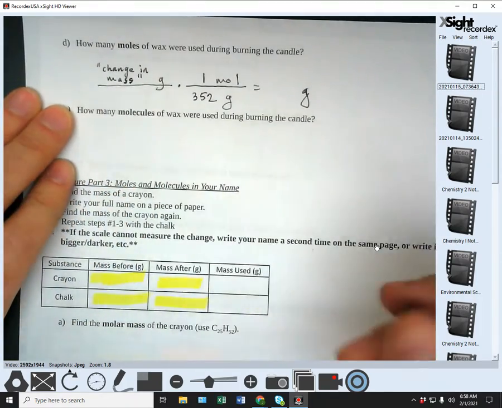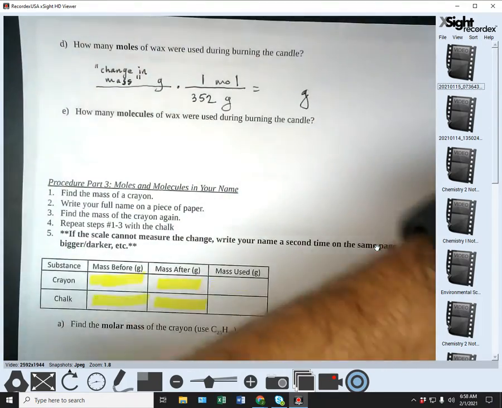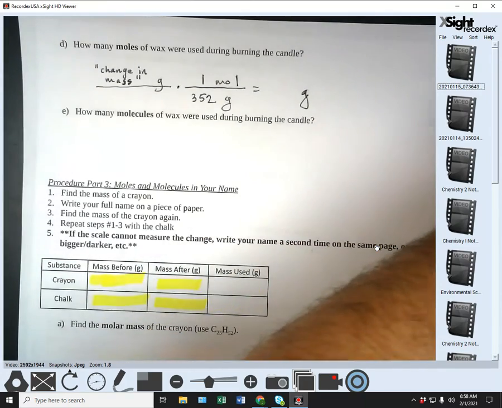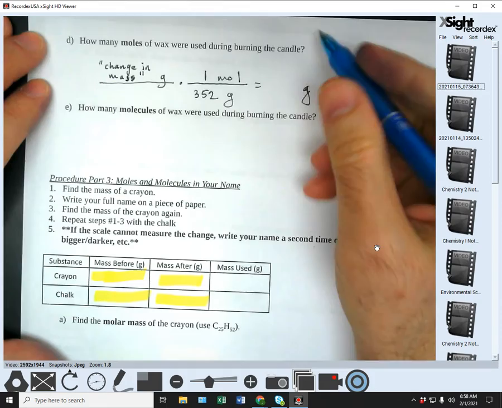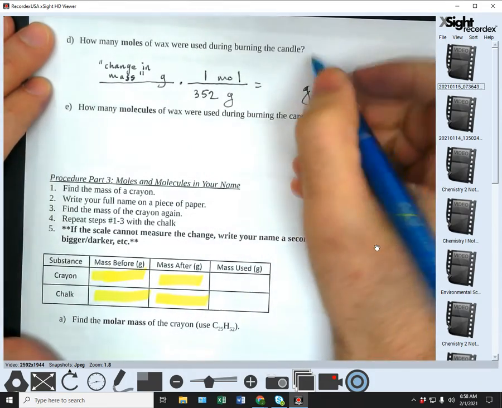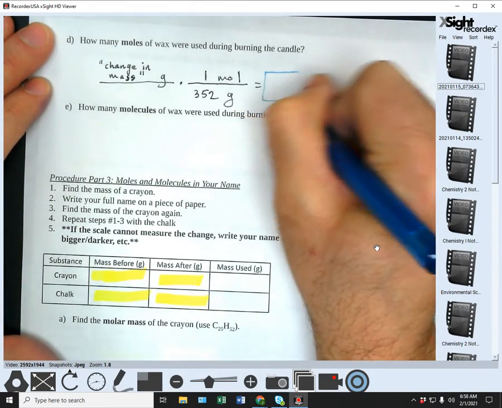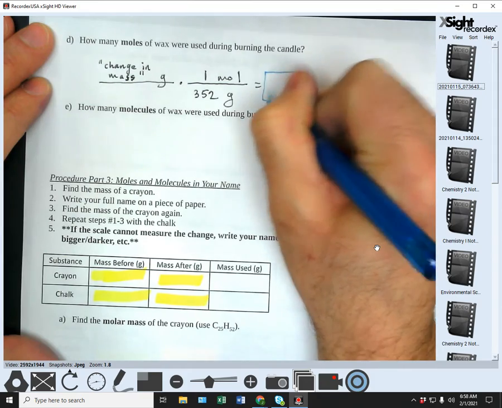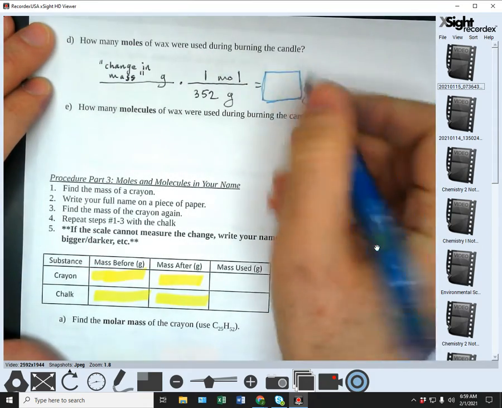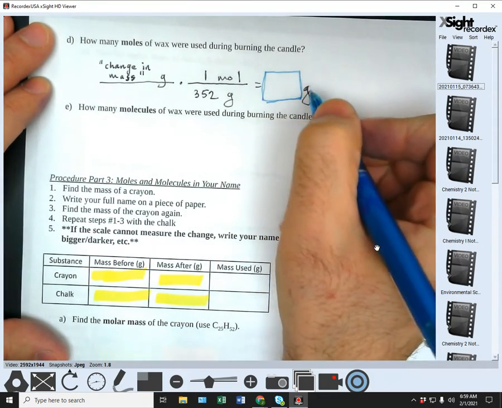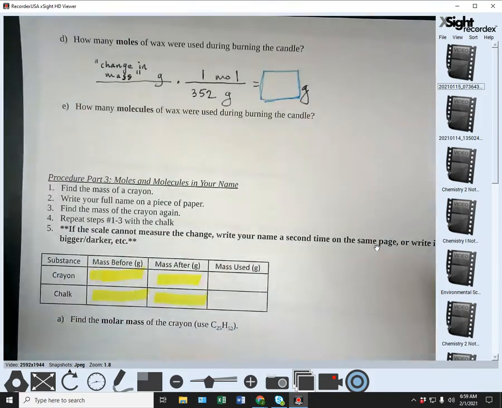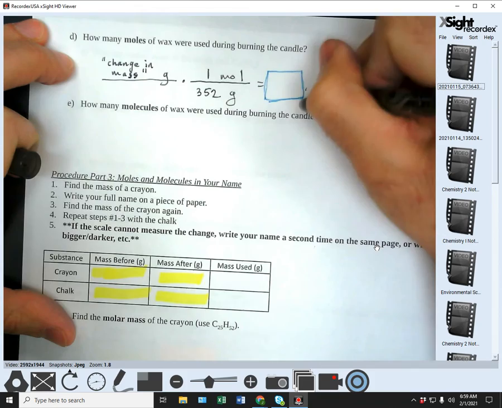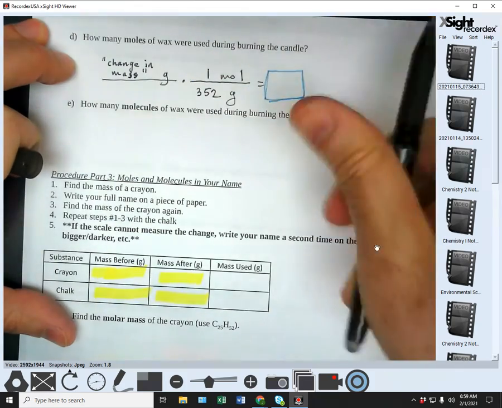Now, how many molecules of wax were used? Okay, well, to do that, you take this number from part D, whatever you get here. Oh, shoot. I'm sorry. I said something wrong a second ago. This is not grams on your label here. This should be moles because grams cancel.